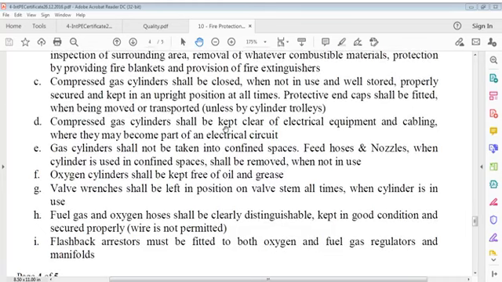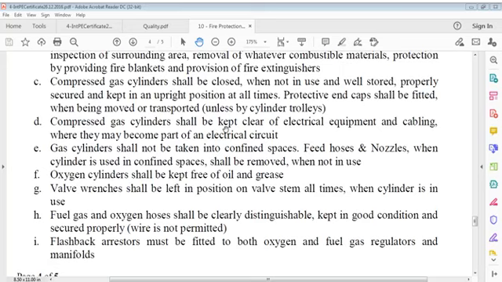Compressed gas cylinders shall be closed when not in use and well stored, properly secured and kept in an upright position at all times. Protective end caps shall be fitted when being moved or transported unless by cylinder trolleys. Compressed gas cylinders shall be kept clear of electrical equipment and cabling where they may become part of an electrical circuit. Gas cylinders shall not be taken into confined spaces. Feed hoses and nozzles, when cylinder is used in confined spaces, shall be removed when not in use.